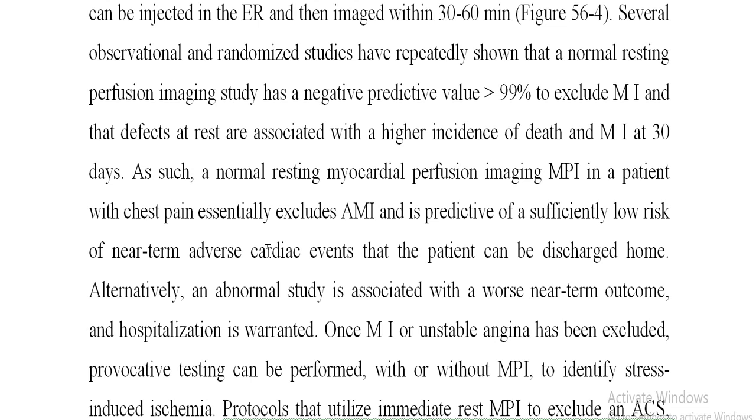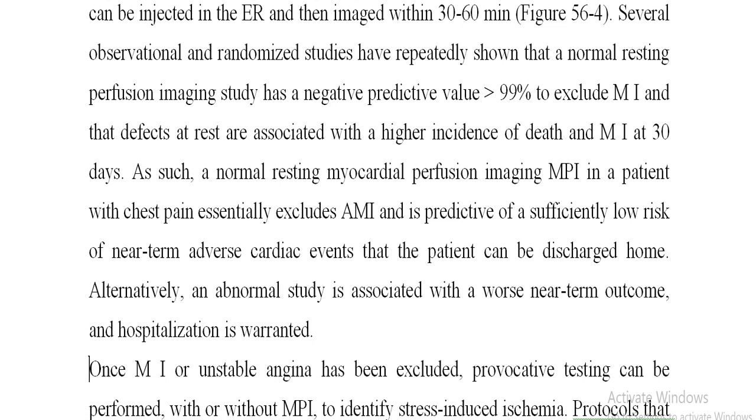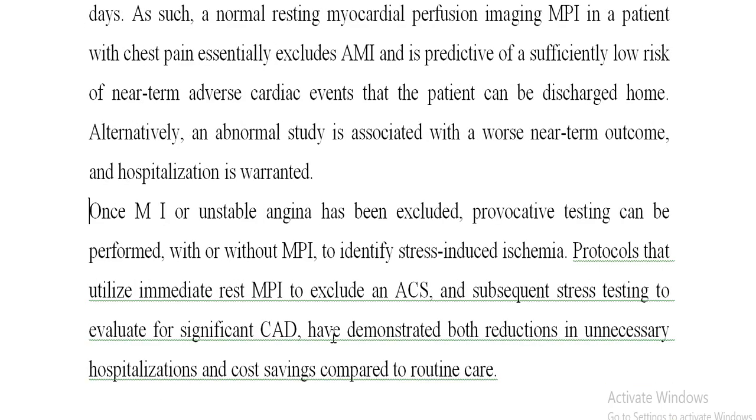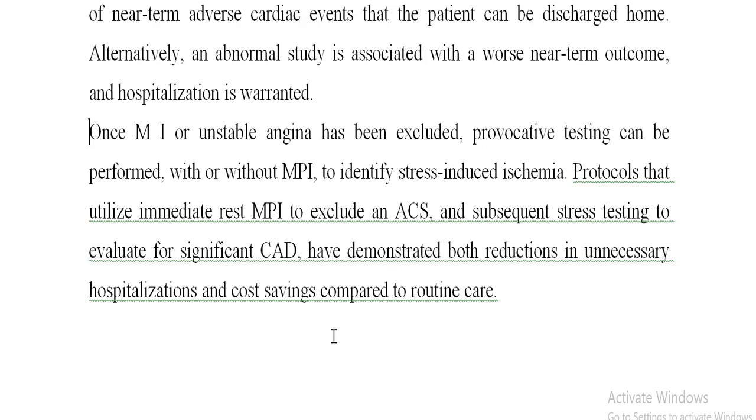When semi-urgent or unstable angina has been excluded, provocative testing can be performed, with or without MPI, to identify stress-induced ischemia. Protocols that utilize immediate rest MPI to exclude an ACS, and subsequent stress testing to evaluate for significant CAD, have demonstrated both reductions in unnecessary hospitalizations and cost savings compared to routine care.